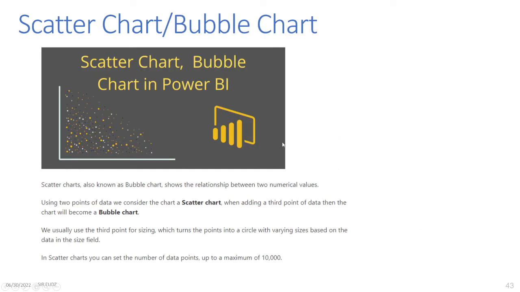Next, we have the scatter chart and bubble chart. Scatter charts, also known as bubble charts, show the relationship between 2 numerical values. Using 2 points of data, we consider the chart a scatter chart. When adding a third point of data, the chart becomes a bubble chart. We usually use the third point for sizing, which turns the points into circles with varying sizes based on the data in the size field. In a scatter chart, you can set the number of data points up to a maximum of 10,000.